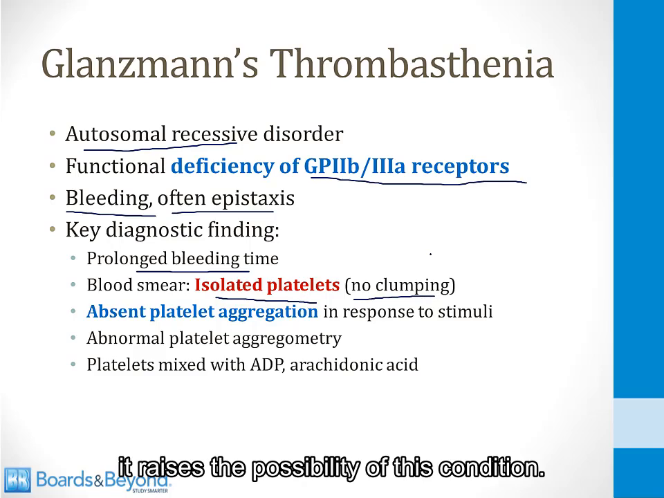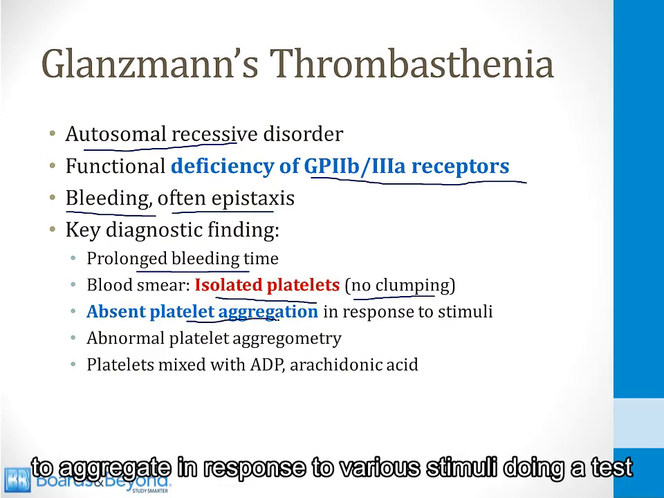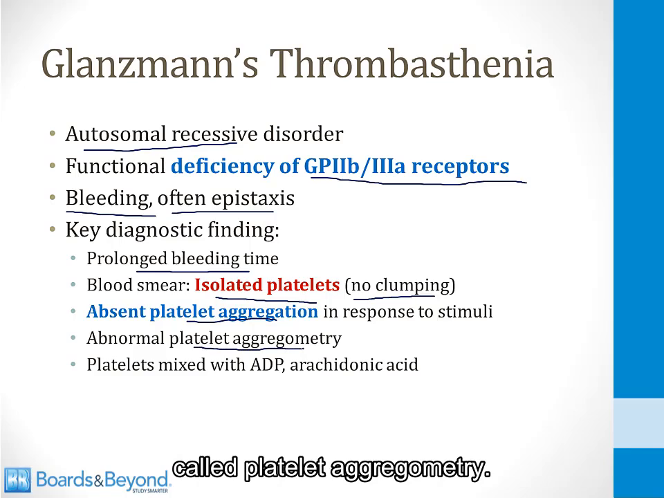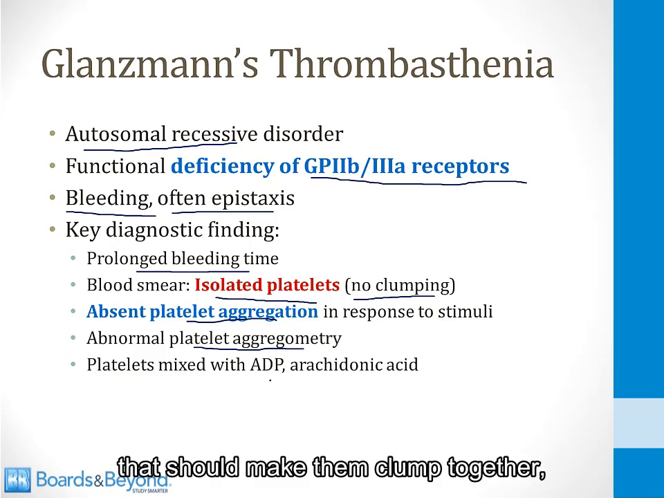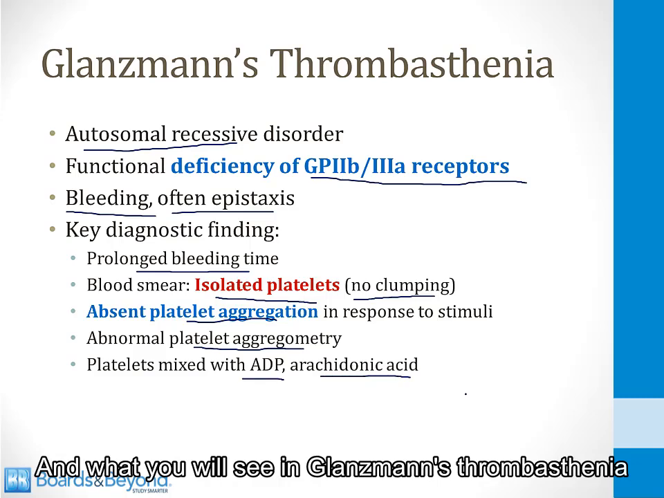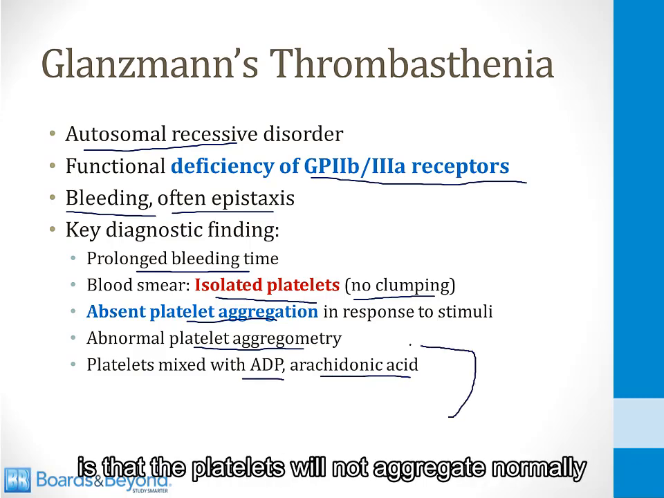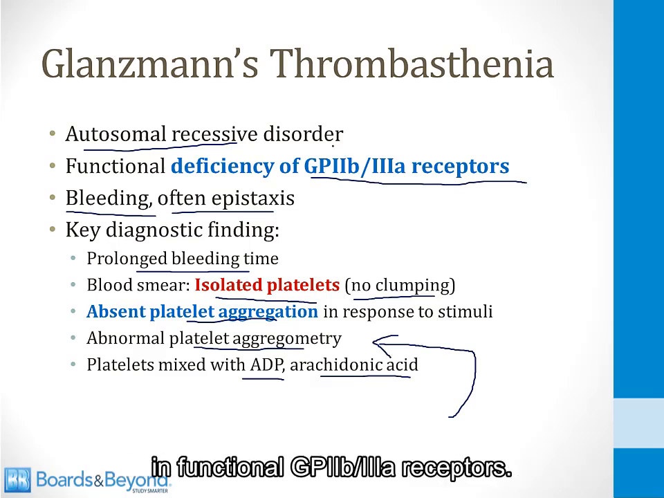This is very unusual, and when you see this in a child with epistaxis or mucosal bleeding, it raises the possibility of this condition. And then finally, you can test the ability of platelets to aggregate in response to various stimuli doing a test called platelet aggregometry. So in this test, platelets are mixed with stimuli that should make them clump together. These are things like ADP and arachidonic acid. And what you will see in Glanzmann's thrombasthenia is that the platelets will not aggregate normally, and that's because they are missing or deficient in functional GP2B3A receptors.